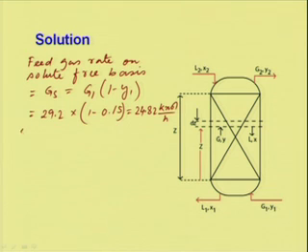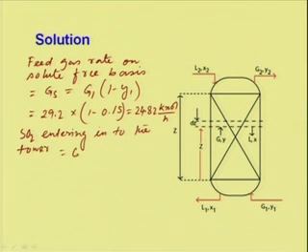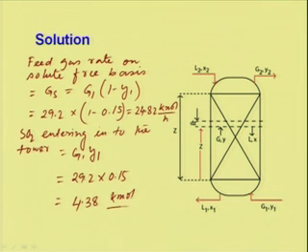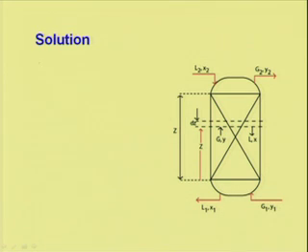Now, SO2 entering into the tower is equal to G1 Y1, which is equal to 29.2 into 0.15. This equals 4.38 kmol per hour. This is the entering sulfur dioxide concentration into the tower.